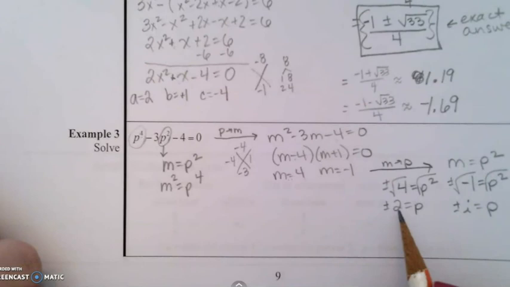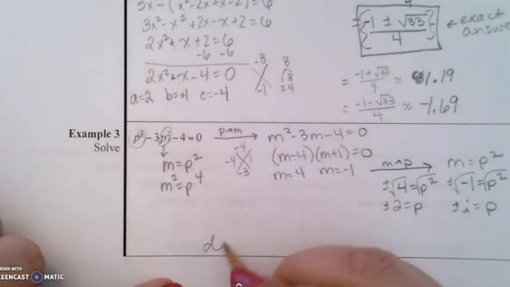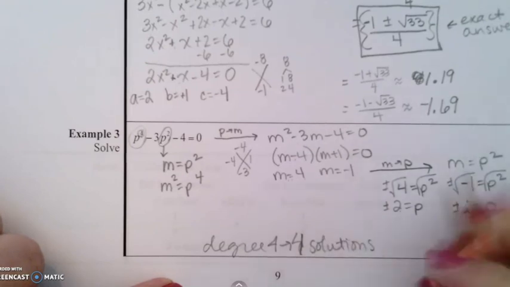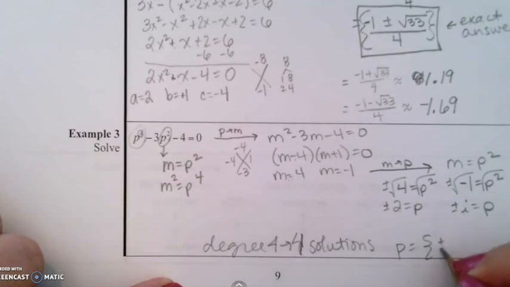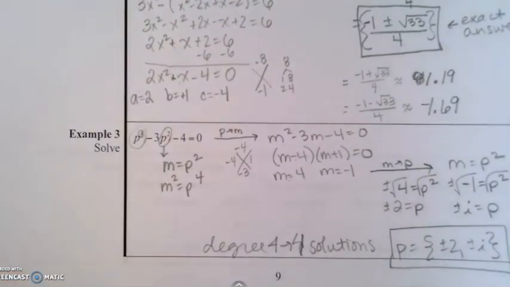Notice we have 4 solutions here. We have plus or minus 2, plus or minus i. Notice also our degree of our original question was 4. Degree 4 can have up to 4 solutions. So p equals plus or minus 2 and plus or minus i. Now only 2 of those solutions are real. However, there are 4 solutions there. All right, let's go ahead and take a look at the next page.